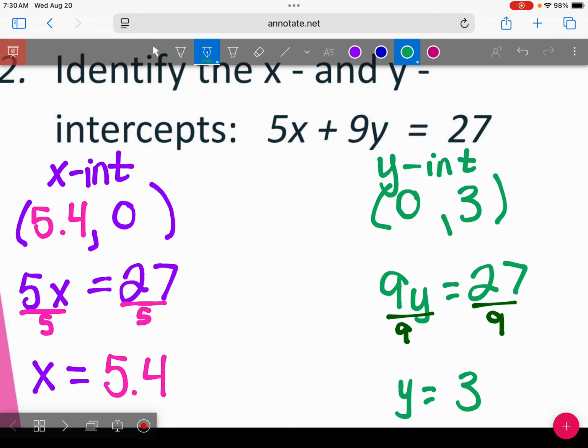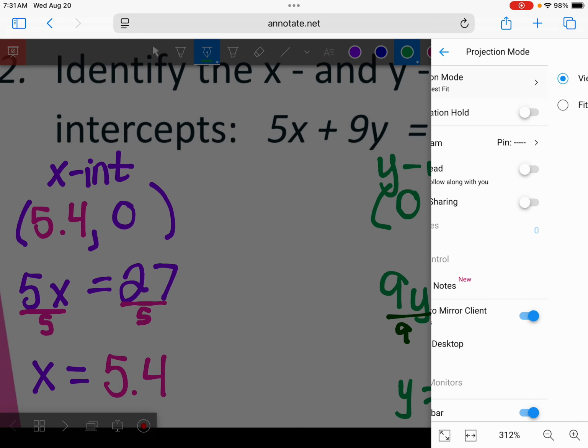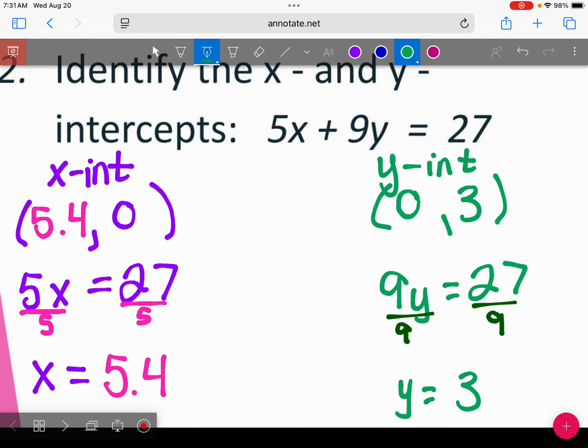So we use that a lot of times when we're graphing in this standard form. That's what that's called when they look like that. Our x's and y's are together. But it's not a huge deal. Okay. Questions on either of these?